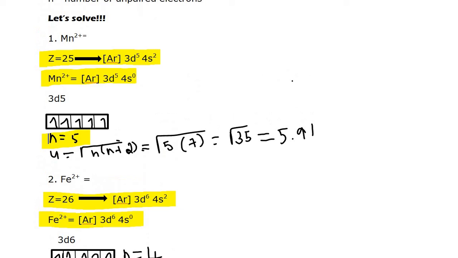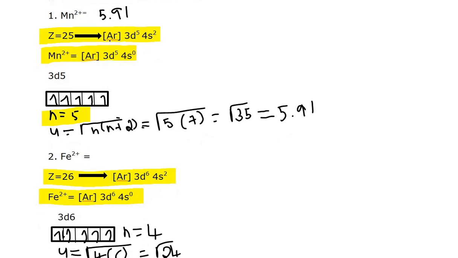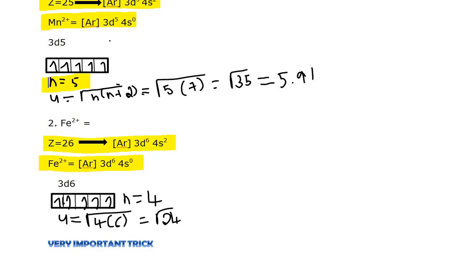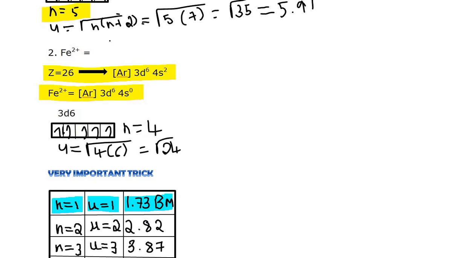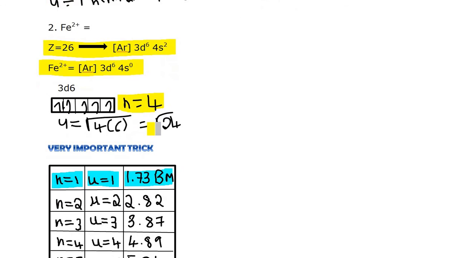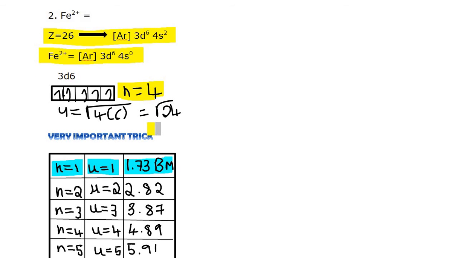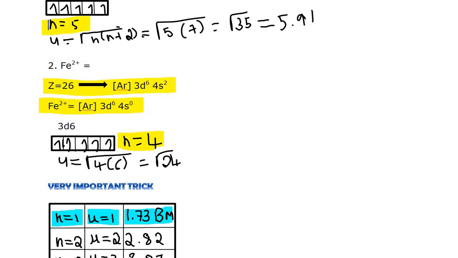So the magnetic moment of Mn2+ is 5.91. The next one is Fe2+. We got the n value as 4, that is the number of unpaired electrons is 4. If the number of unpaired electrons is 4, the value is 4.89. So just write it down as 4.89. You can cross check in the calculator also, you will get approximately the same value.